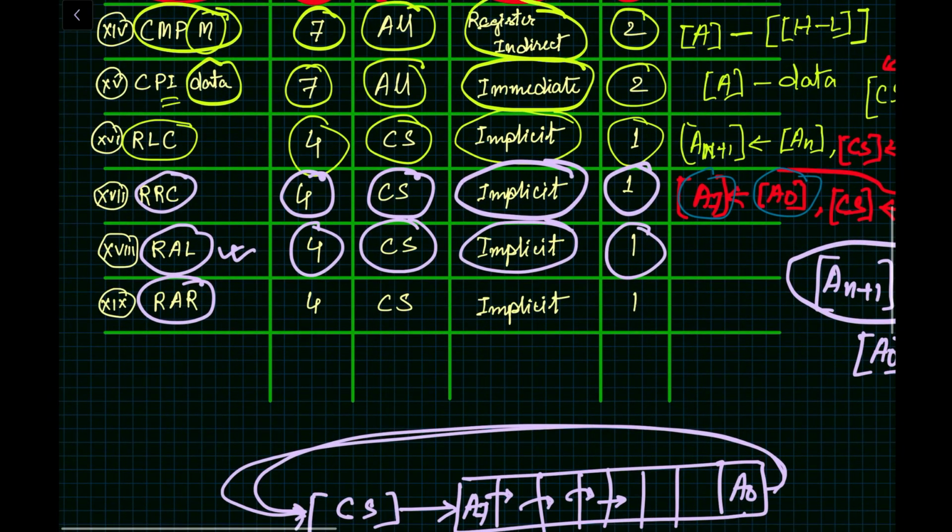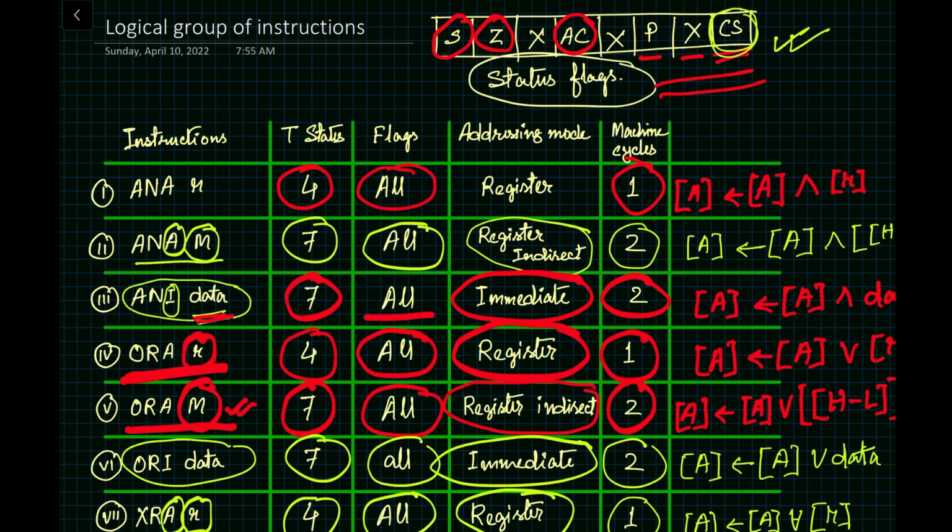So what is the meaning of this RAR instruction? Rotate accumulator content through carry. Okay, that means we have to consider carry along with the accumulator content, and we have to rotate the content. Okay, so these are the instructions in the logical group of instructions for the 8085 microprocessor.